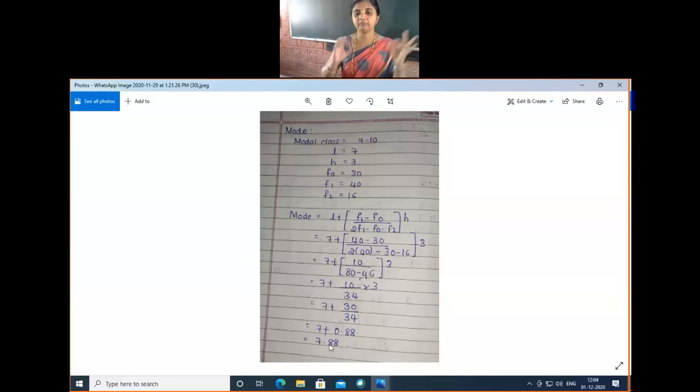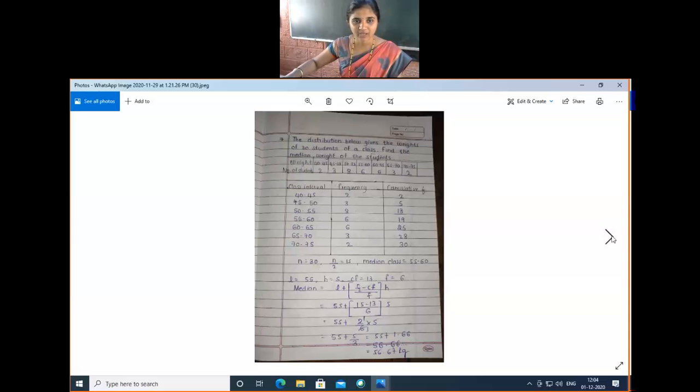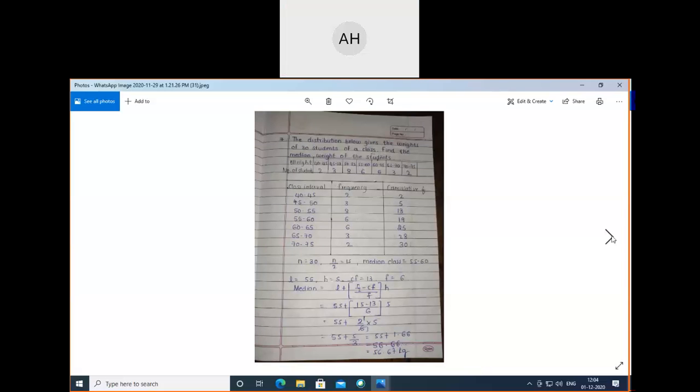Okay, next, mode. The modal class you have to find. Okay, 7 to 10. So mode is equal to 7.88. Mean, median, mode. So I think you have got the idea of this problem, students. So this is the end of the third exercise. I think you don't have any doubts regarding this. If you are having any confusion, you can ask now.